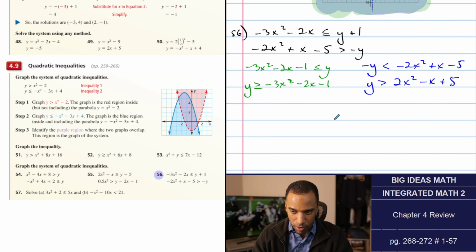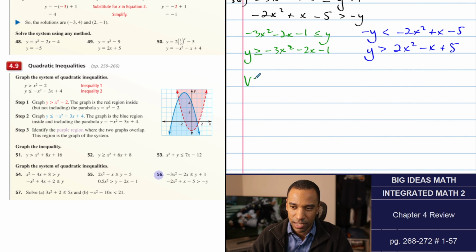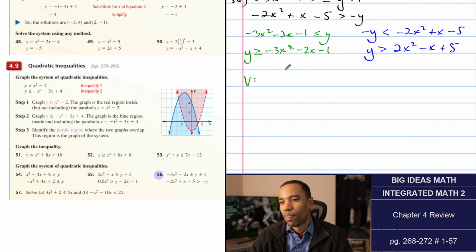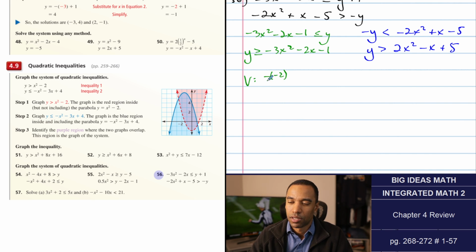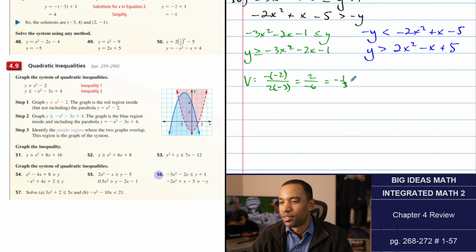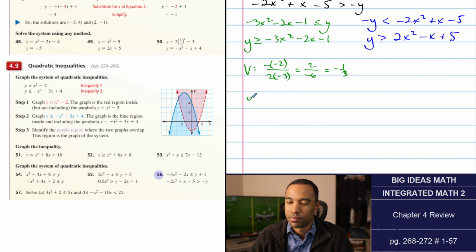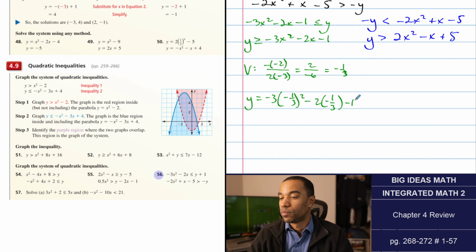Now this one's going to be kind of rough. So the vertex being at negative b over 2a. Does this factor? No, they'd be all pluses. No. All right, vertex at negative b over 2a, which is 2 over negative 6, or negative 1/3. So negative 1/3. The y value for that is negative 3 times negative 1/3 squared minus 2 times negative 1/3 minus 1.